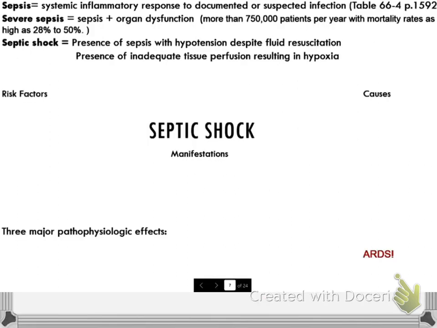Good. So septic shock. And I put a little cheat sheet up at the top there for you, what I was kind of talking about back there. So when we talk about sepsis, we have that SIRS criteria plus a documented or suspected infection.